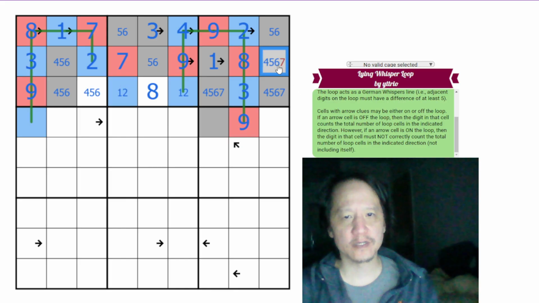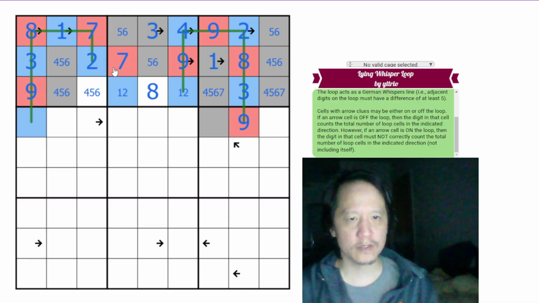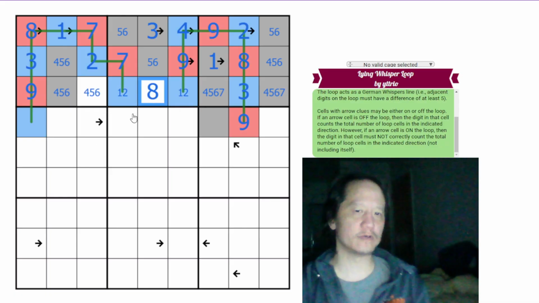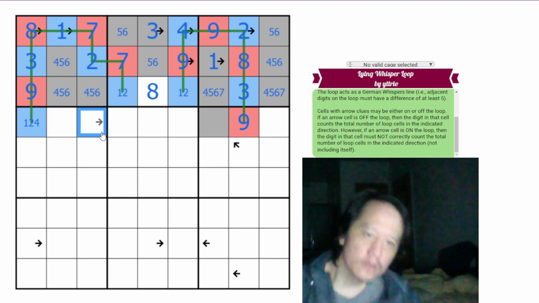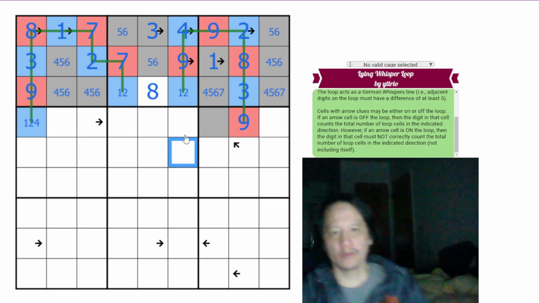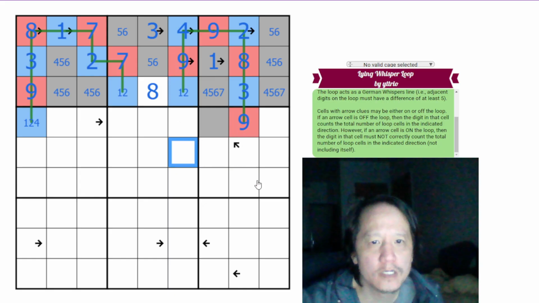This can't be 7. So it continues on this way. And it could connect this way. We don't know. So this is not valid. This is 1, 2, or 4. Okay. We know.